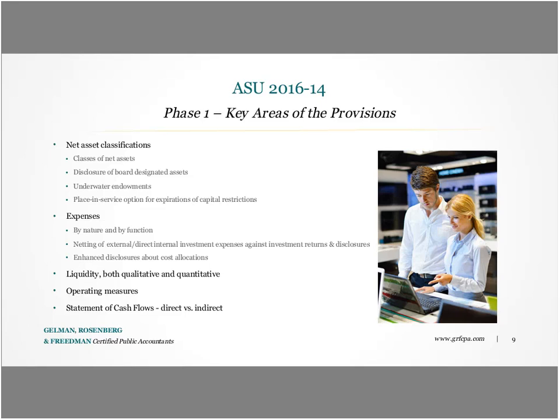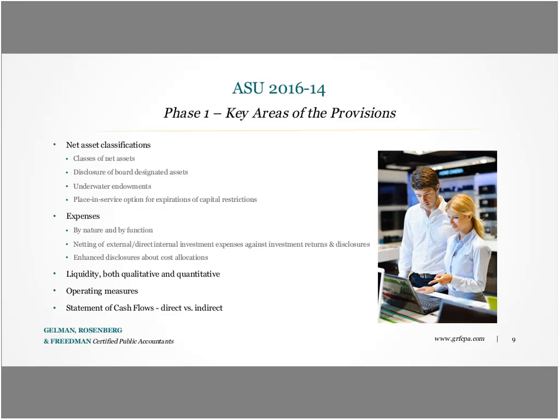Next, under expenses, this particular update allows the netting of external, direct, internal investment expenses against investment returns and disclosures. Those expenses should not be included in the above bullet point regarding the expenses. Additionally, gains and losses from the sale of fixed assets or from insurance proceeds should not be included in the expenses. Next, this standard is looking for enhanced disclosures about cost allocations. Again, with the requirement of the functional expense statement, there needs to be a footnote disclosure regarding how those general and administrative costs are being allocated to the programs.